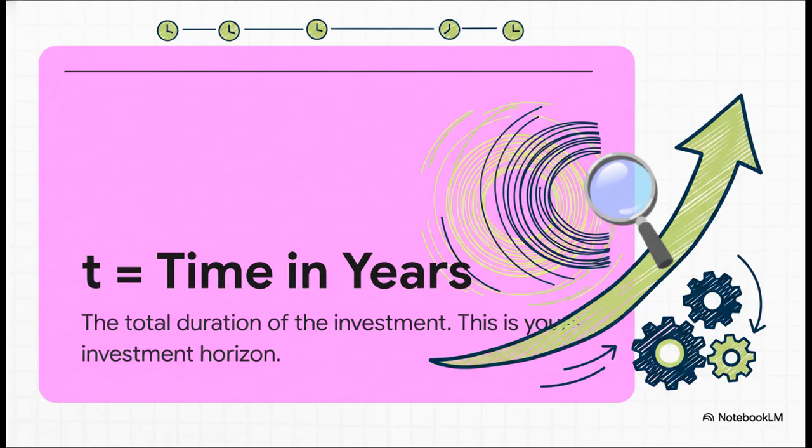This is your investment horizon. As we saw in that bar chart, time is perhaps the most powerful variable of all. It works in partnership with N. The total number of times your money will compound is N multiplied by T. That exponent is the real engine of this formula.